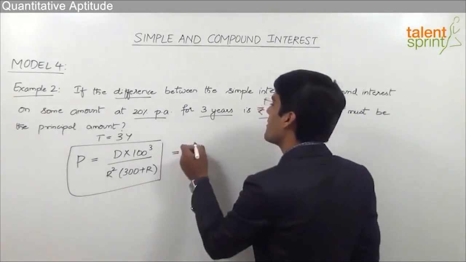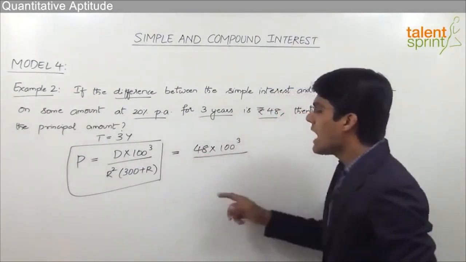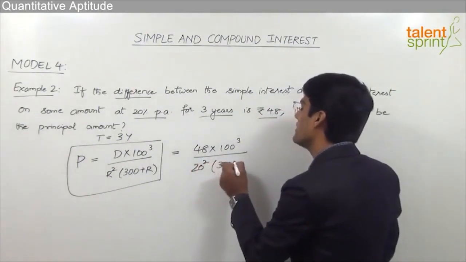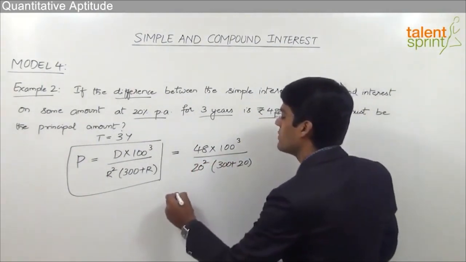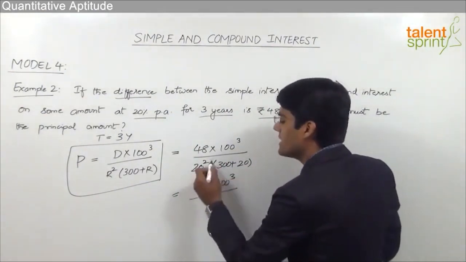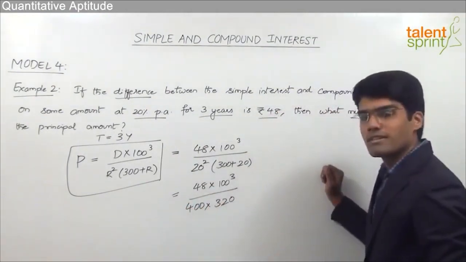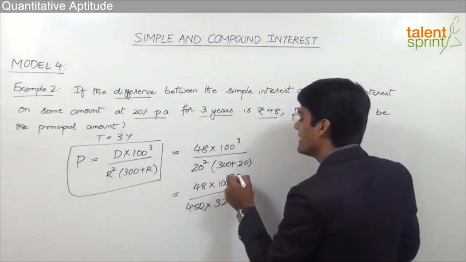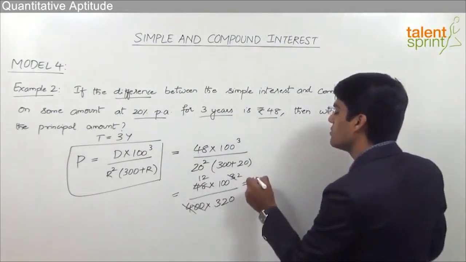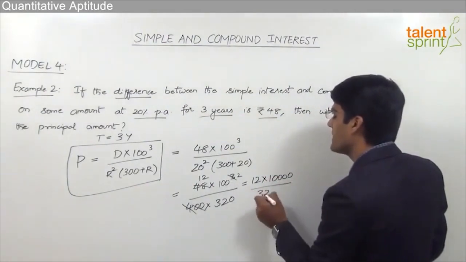So this can be taken as 48 into 100 cube divided by R squared. R is nothing but 20 here. So 20 squared into 300 plus R, that is 20. So this will be equal to 48 into 100 cube divided by 20 square is 400 into 320. Now by simplifying this, the zeros here get cancelled and this becomes 100 square. 4 goes 12 times. The answer would be 12 into 100 square is 10,000 divided by 320.